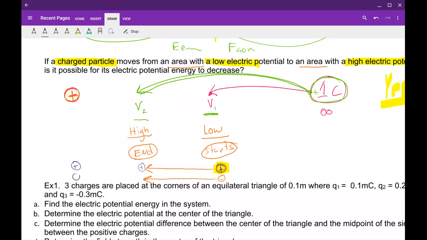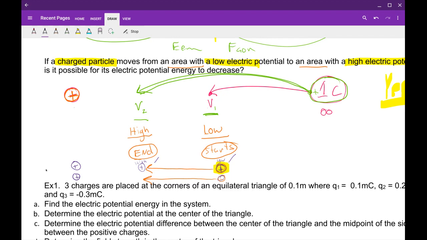Now remember, I've got my other positive particle here. This positive particle is here and here. And then in the next example, I'm going to move a negative particle in. Which one has a higher electric potential energy in these two scenarios? This one or this one? Turns out this one does. This has a high electric potential energy, and this one has a low electric potential energy.